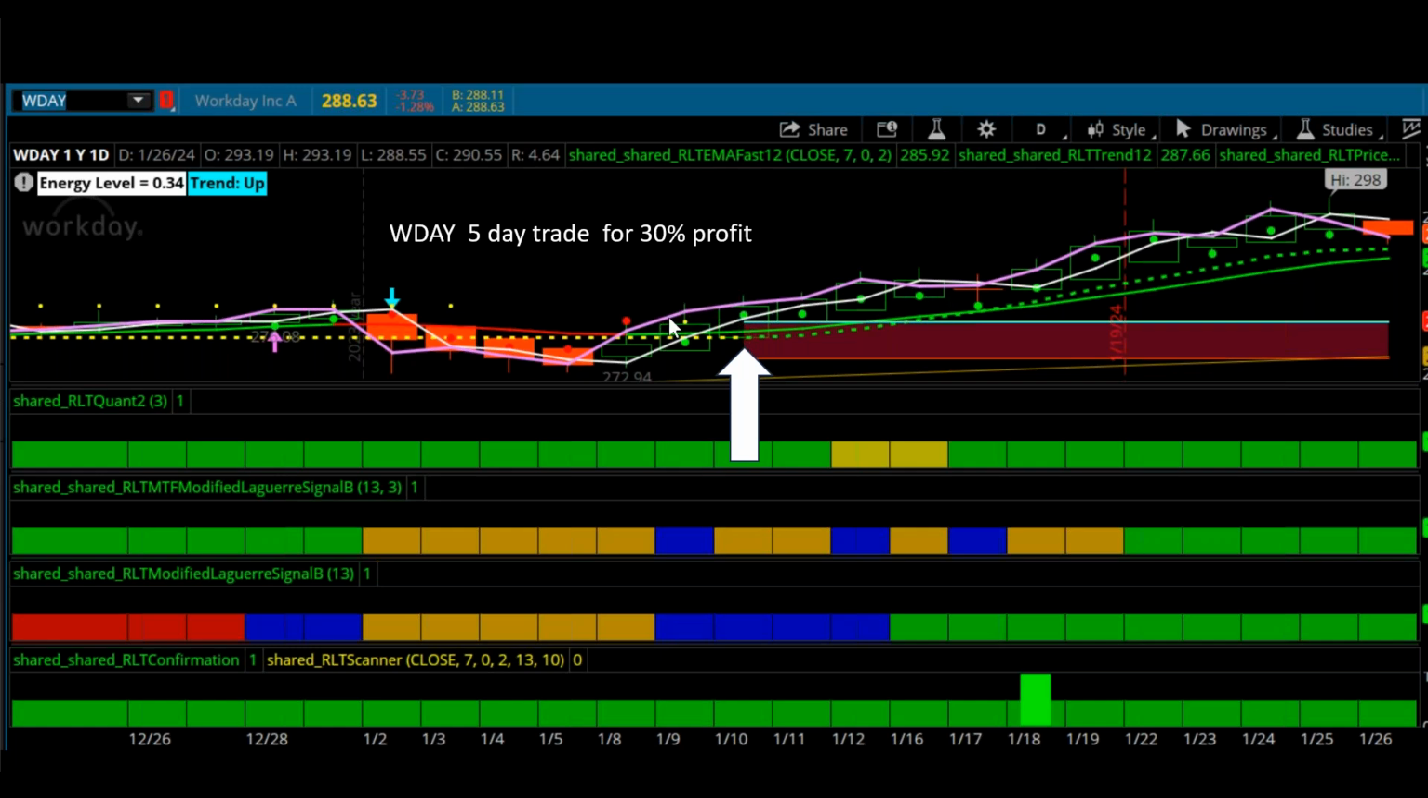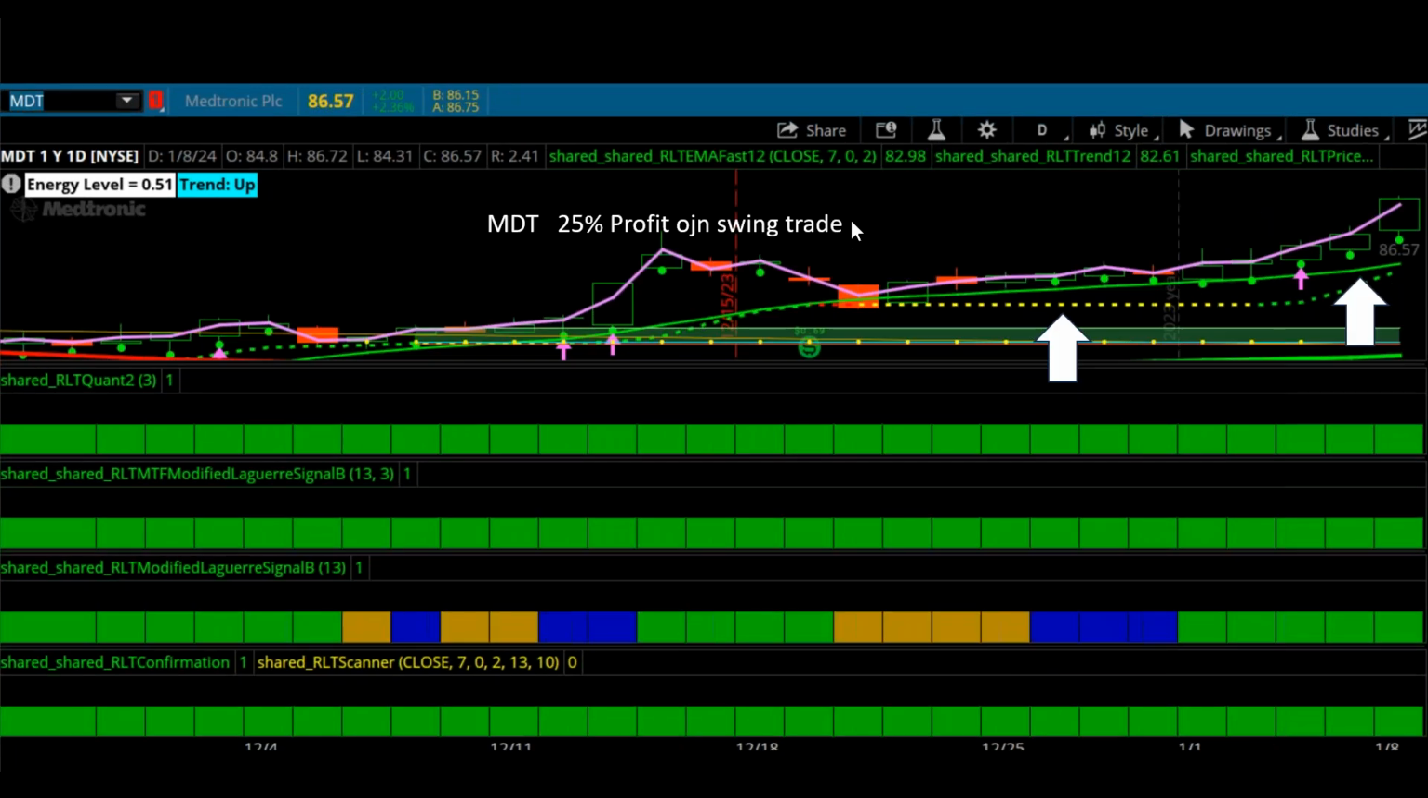Now the VWAP here, this is on a daily chart. This pink line is not used on a daily chart. It's only on a 5-minute chart that I use there. This was the entry right here on Workday. We had this for 5 days and we made 30% profit on Workday.